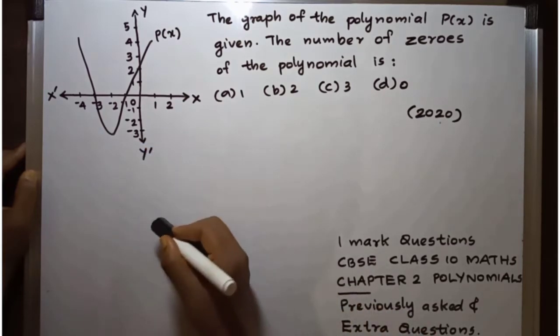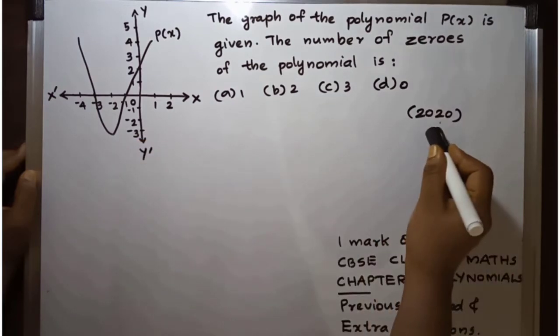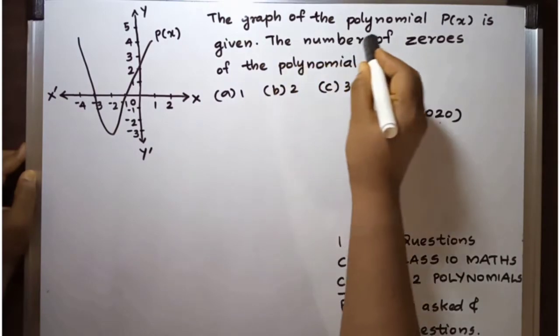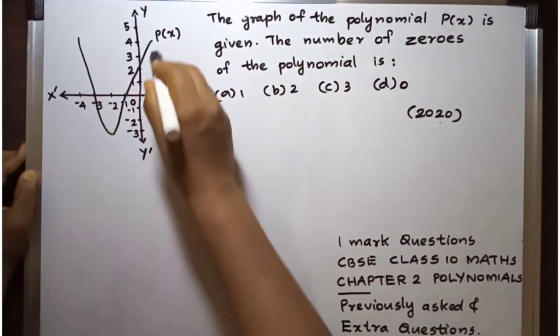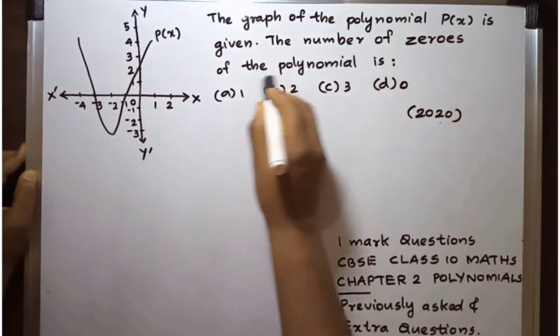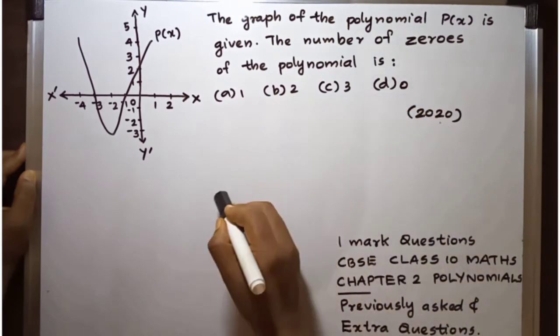Okay, this is the graph given in the question and this was asked in 2020. Question is like this: the graph of the polynomial p of x is given. See, this is the graph of p of x. The number of zeros of the polynomial is, options are 1, 2, 3 and 0.